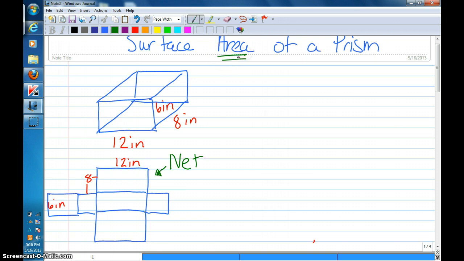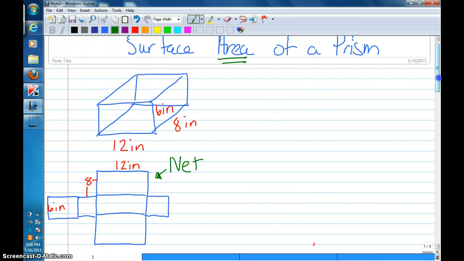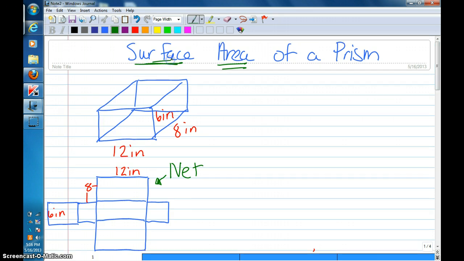It's all the areas of all the surfaces, and you add them together. So we have all rectangles here. We're going to figure out the surface area of all the rectangles, and we're going to add them together. So we're going to figure out the area of the front and the back. Remember, rectangles are base times height. So the sides of that are 12 and 6.